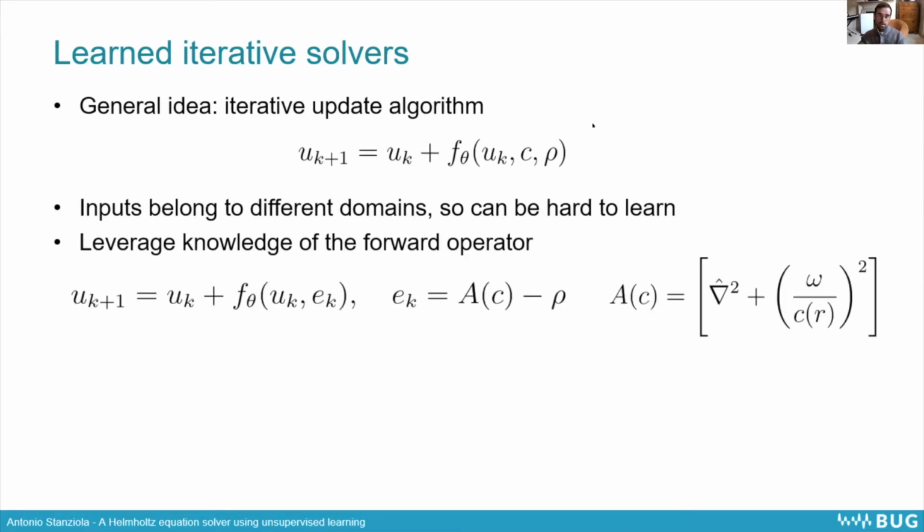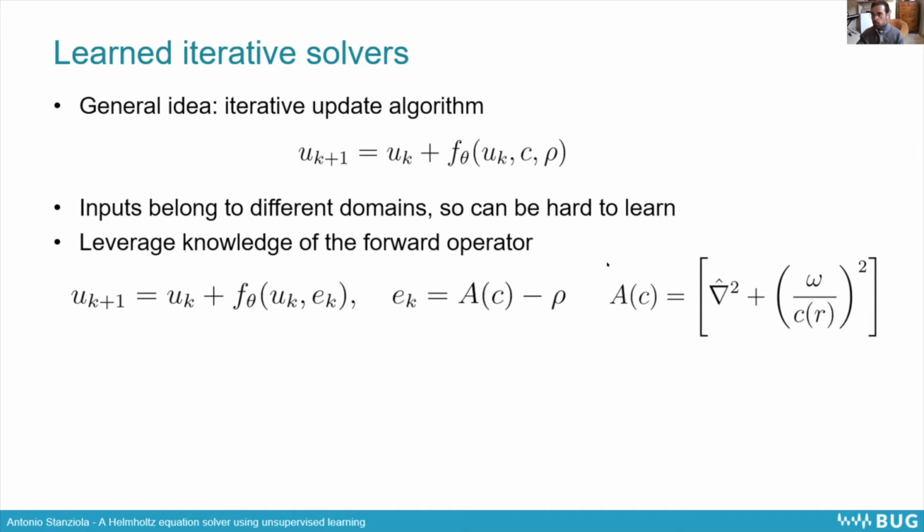Instead of feeding the network with the current estimate of the wave field, speed of sound and source wave field, we feed the residual, which is this A u_k minus the source here. The residual is basically what in physics-informed neural networks would roughly be called the physics loss. It's a signal that tells us how close we are to the solution. If we are solving the wave equation exactly, this term is going to be 0, so the residual will be 0.